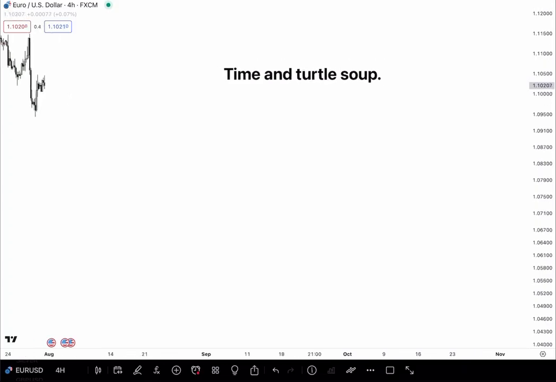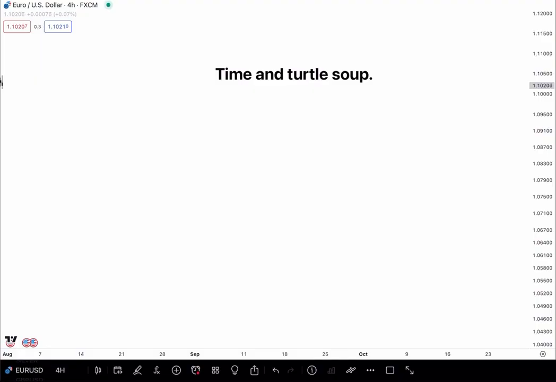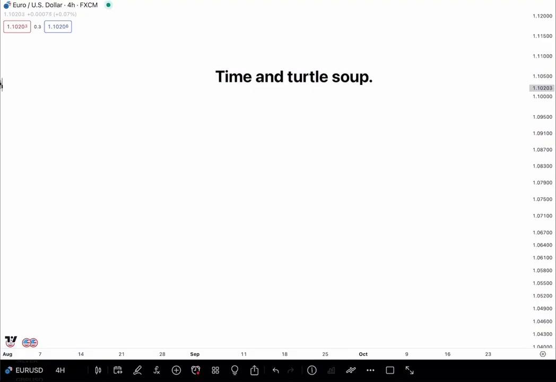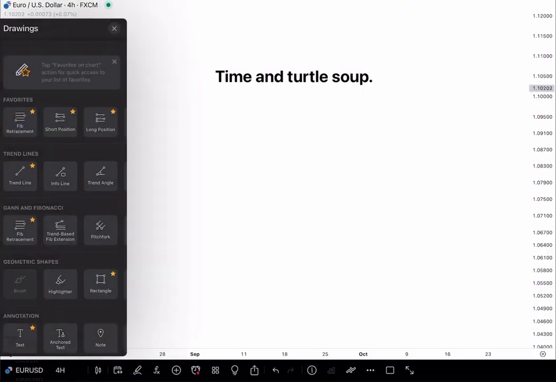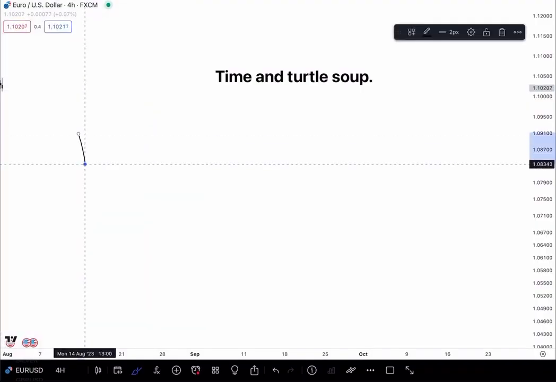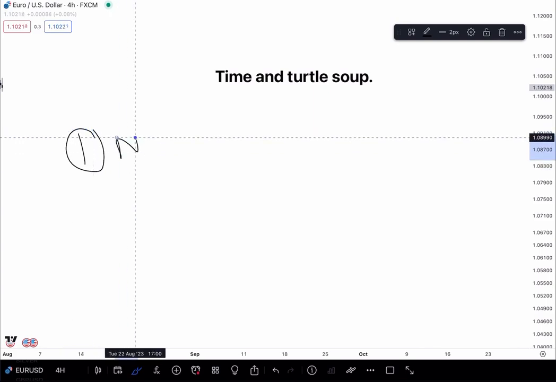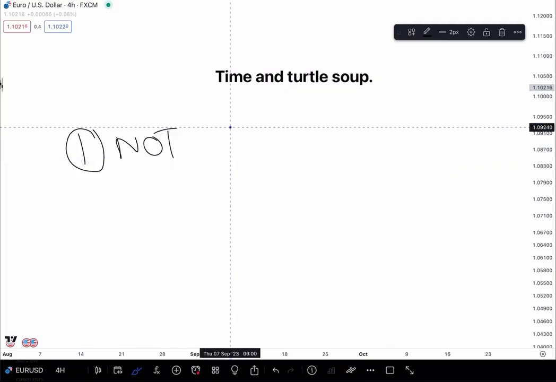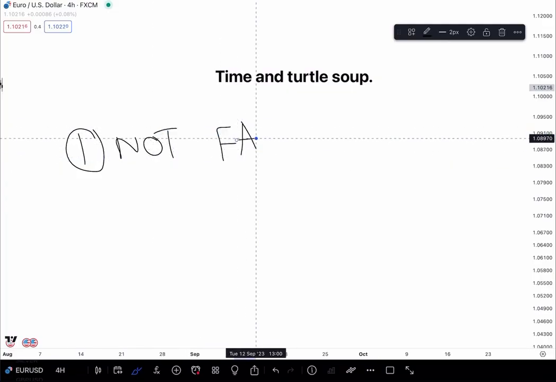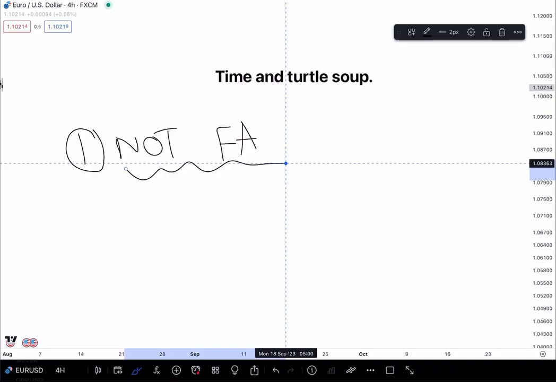Now, a few disclaimers to be made. Number one, this is not financial advice. We are simply discussing how to read price action, right? Which is how to anticipate candles, how they print before they print.